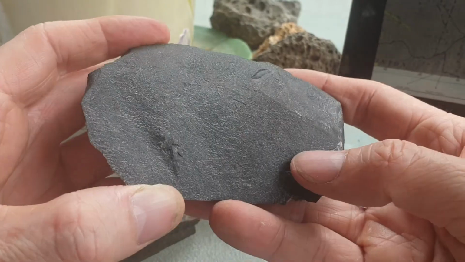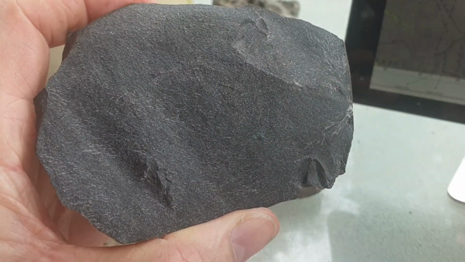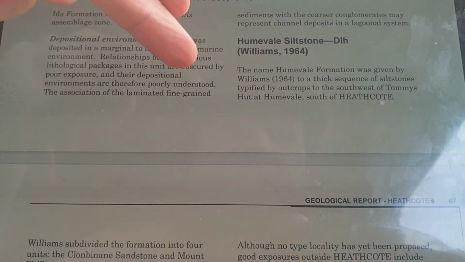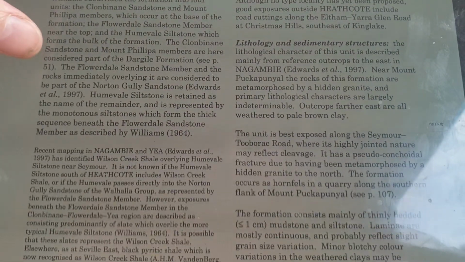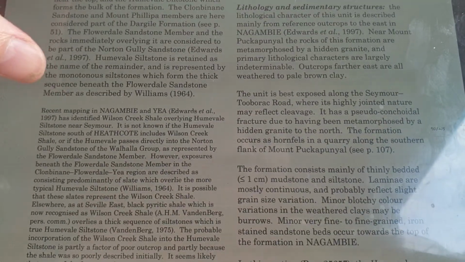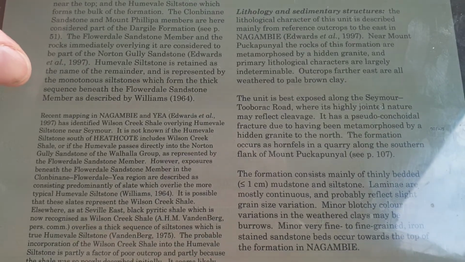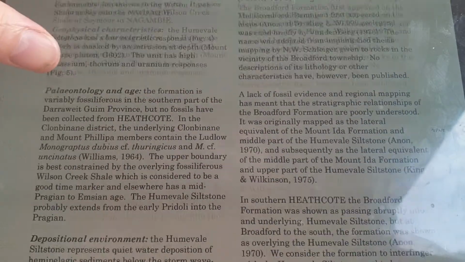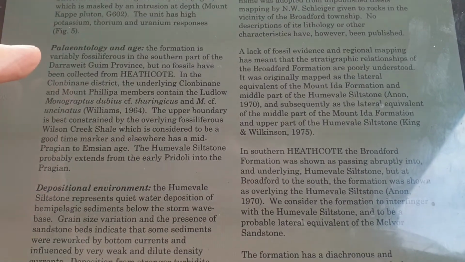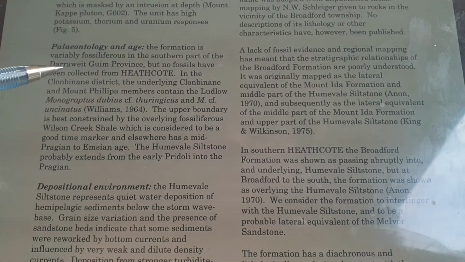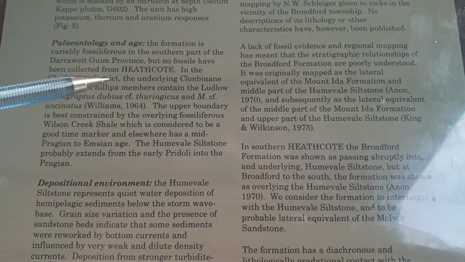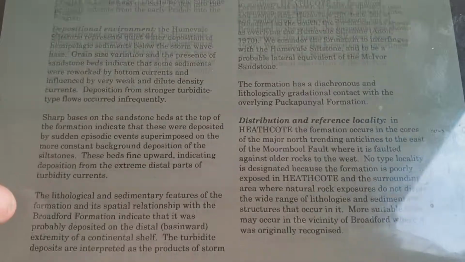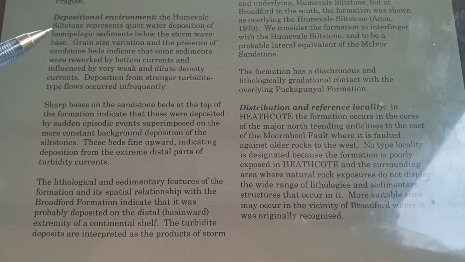So the information I've found on this rock is that here we actually have the report for the Humevale siltstone. It's a siltstone outcrop, and this gives a lot of information about what it actually is. You can download this from the government website. What do we want? We want the age. Generally it has no fossils. Some have been collected around Heathcote, and I would say between Flowerdale there are no fossils as well.